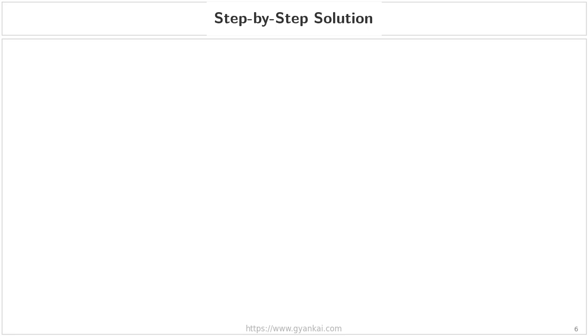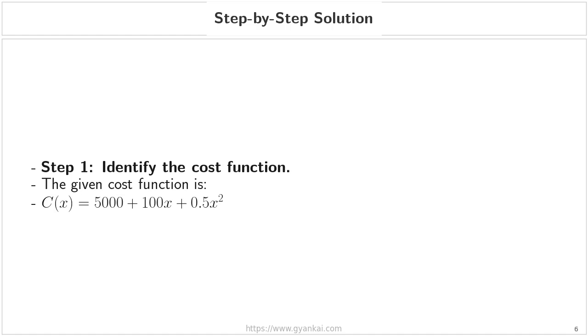Step-by-step solution. Now, let's walk through the step-by-step solution for the wireless headphones scenario we introduced in the previous slide. Starting with step 1, we must first identify the cost function provided in the problem. In this case, the total cost, denoted as C of X, is equal to 5,000 plus 100X plus 0.5X squared.